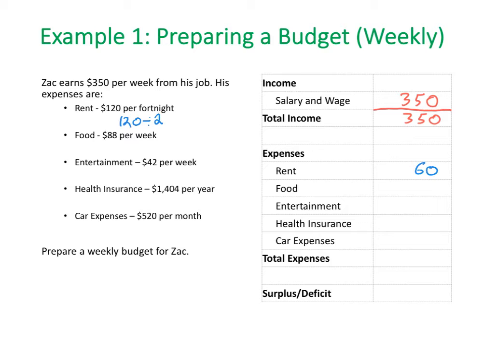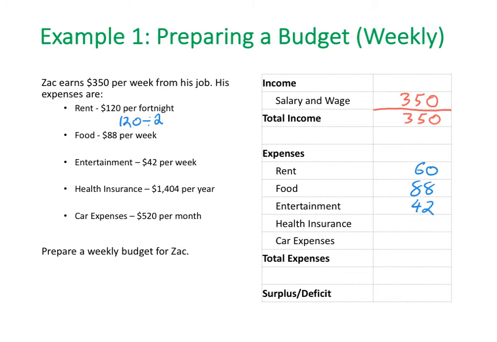Moving on to food and entertainment, we are provided with that information on a per week basis. So we can include that directly into the budget calculations for total expenses. So for food, it's $88, and for entertainment, it's $42. So no adjustments are needed because they're already on a per week basis.